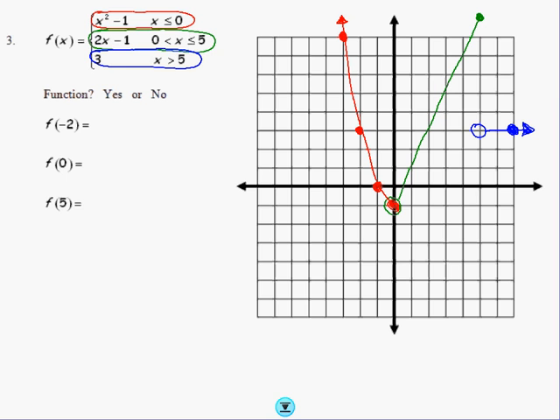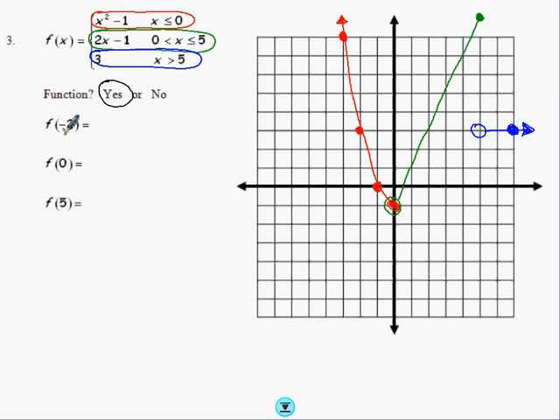Is it a function? Yes, it passes the vertical line test. F of negative 2. Let me stop real quick. Is this a function or not? Some piecewise relations might not be functions. Typically they will be, but let's say these parts right here overlap. If they overlap, then you would have a piecewise relation that wasn't a piecewise function.